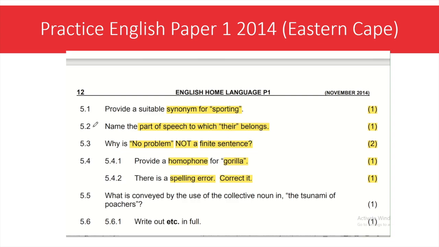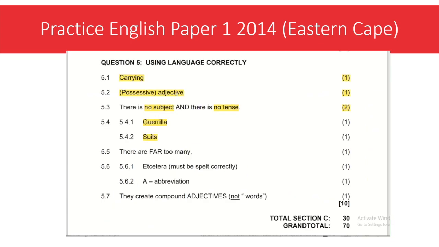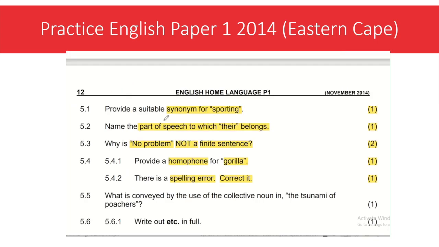Now, "no problem". Does it have a subject? No. Does it have a tense? No. And does it have a number? Is it singular or plural? None of the above. So let's have a look at what the memo says. So it has no subject and there is no tense. And that's how you're going to get your 2 marks. Let's look at the next question.